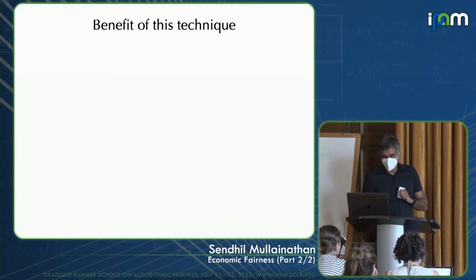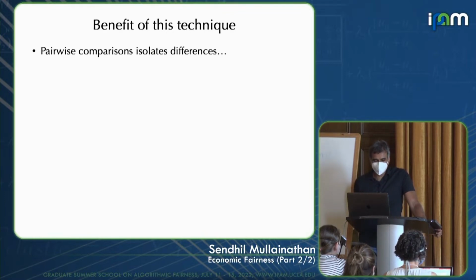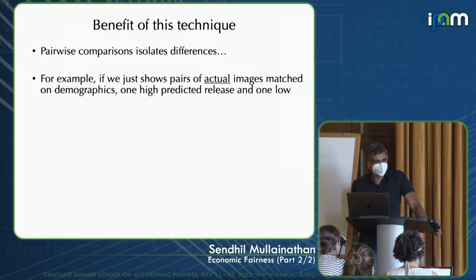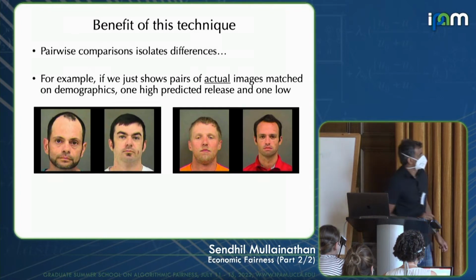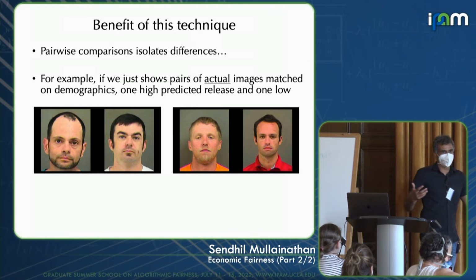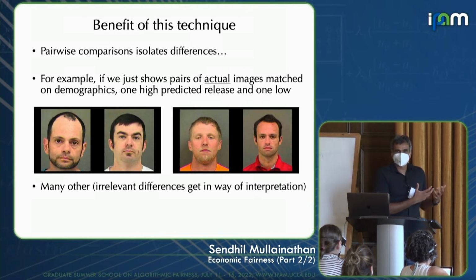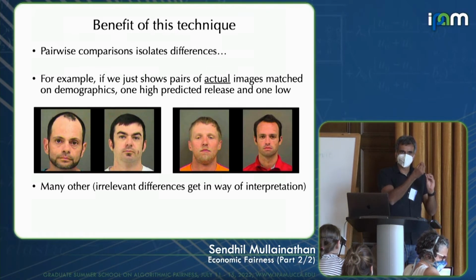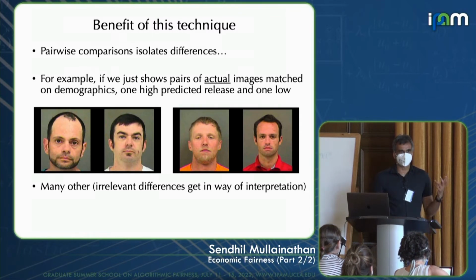Okay? So the benefit of this technique, just so you get a sense of it, is that this kind of pairwise comparison isolates differences. For example, if we just showed pairs of actual mugshots to people and said one was released, one was not, there's an interesting curse of dimensionality here, because there's so many things that differ between a pair of random people. You have hundreds of thousands of things that you can name. So there are many other irrelevant differences that get in the way of interpretation, but by morphing, we're holding as much of the other stuff constant as possible. That's the goal, that's the hope. That's in principle why this improves on things.